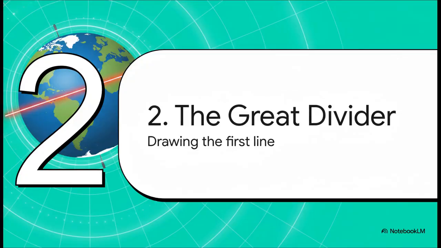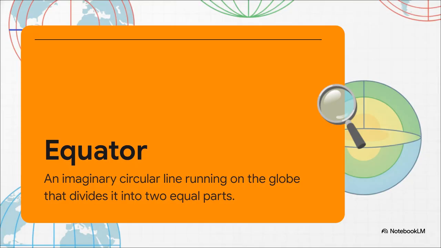Okay, so we've got our spinning, tilted globe. But right now, it's just a blank sphere. To actually map anything on it, we need a starting point, a main reference line. And that brings us to the biggest, most important line of all, the equator. You can think of the equator as the Earth's belt. It's this imaginary line that runs right around the planet's widest point, splitting it perfectly into two equal halves. It's our ultimate starting point for measuring anything north or south.